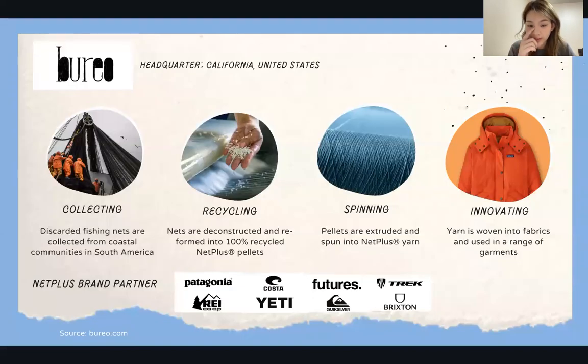Another example of business is Bureau. Bureau is the company that takes corporate environmental responsibility seriously and is a certified B Corporation. It manufactures unique and sustainable products by using the old fishing nets. First, they collect discarded fishing nets from the coastal community. Then the nets are cleaned and shredded into pallets and recycled into NetPlus yarn. After that, the yarn is woven into fabrics and used in a range of products.